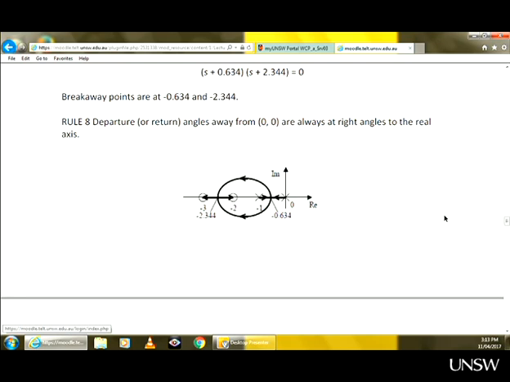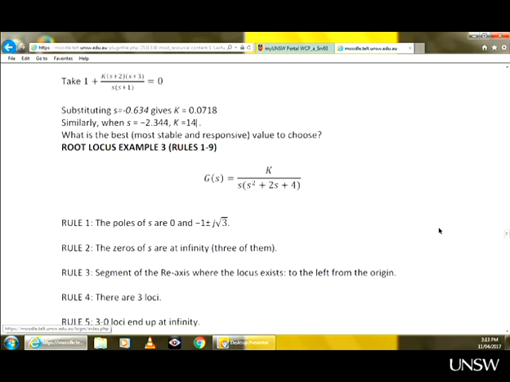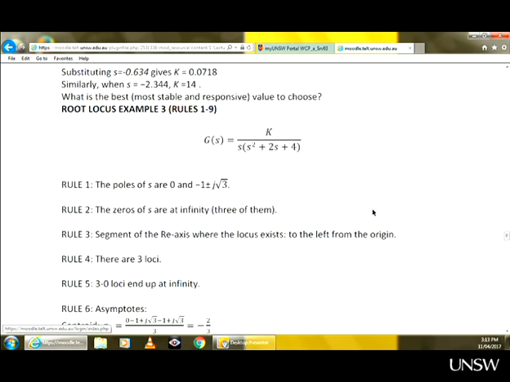Okay. Next example. Now we have the open loop transfer function here, k over s times (s squared plus 2s plus 4). Rule number 1, find the poles of the open loop transfer function. One pole is at 0. But now you have two complex conjugate poles: -1 plus or minus j square root 3.